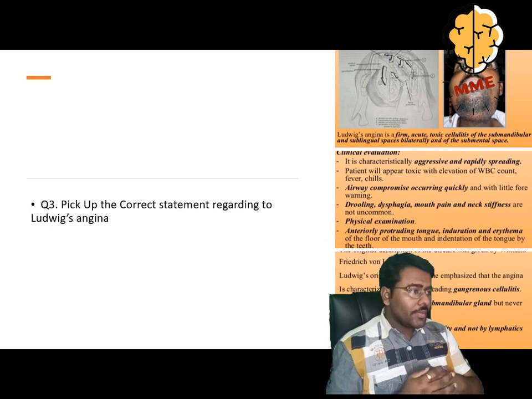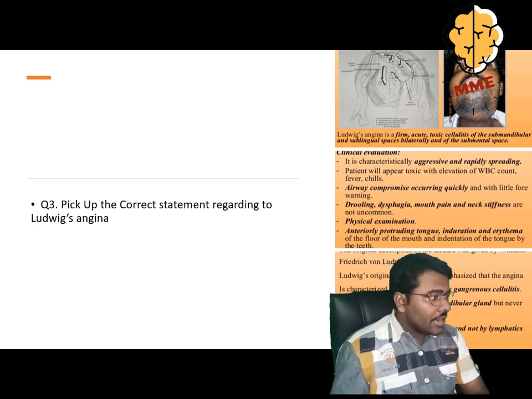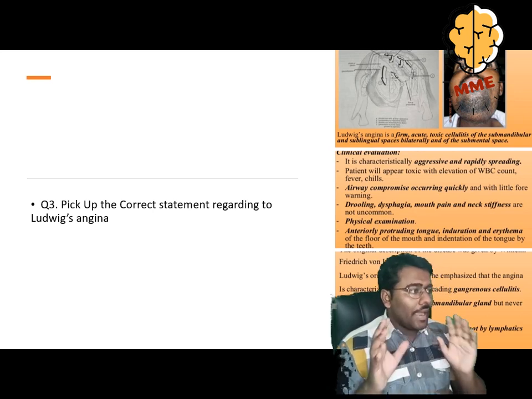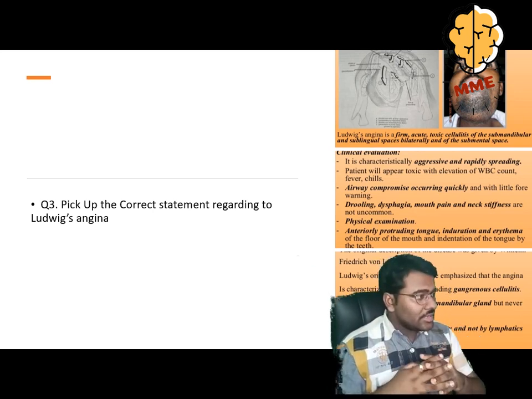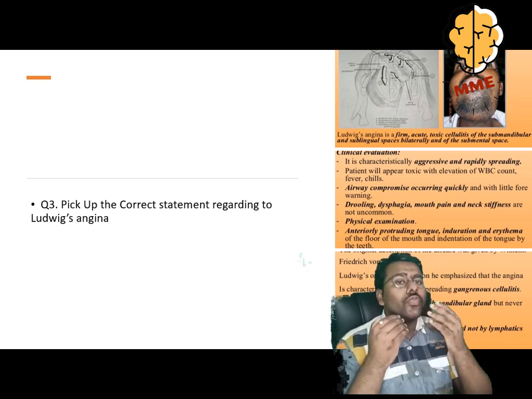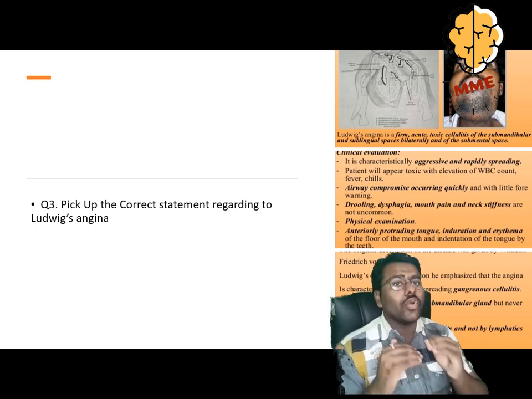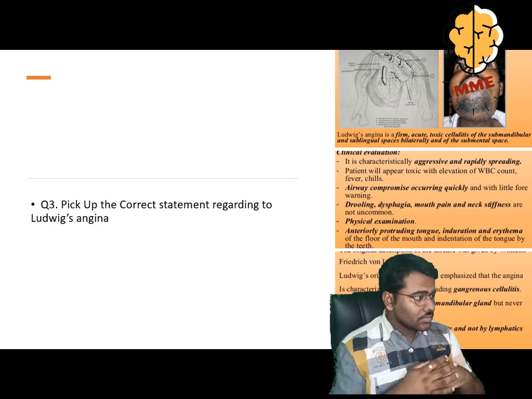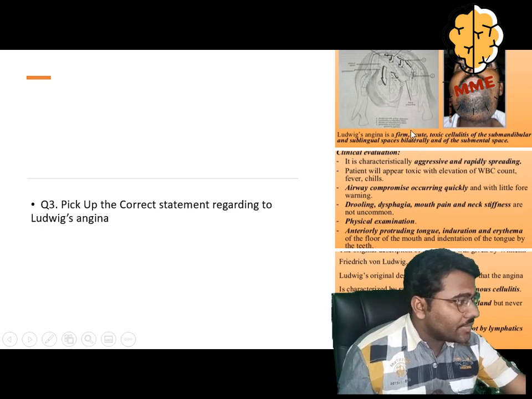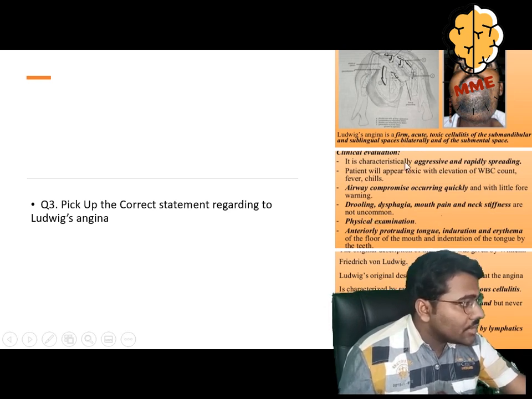Now coming to question number 3, pick the correct statement regarding Ludwig's angina. In this scenario, there are many options. First of all, this is bilateral, not unilateral. Second, you have to notice the roof is not inflamed. The floor of the mouth is inflamed. The most important thing is first, it is bilateral. Second, it is aggressive, with a high WBC count, fever and chills. This is actually the right option.